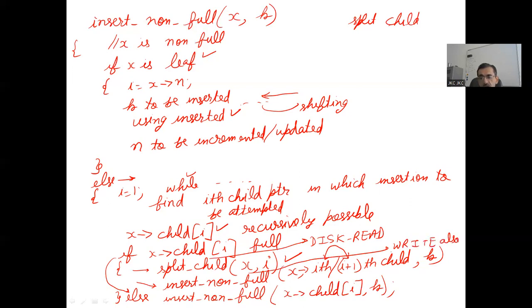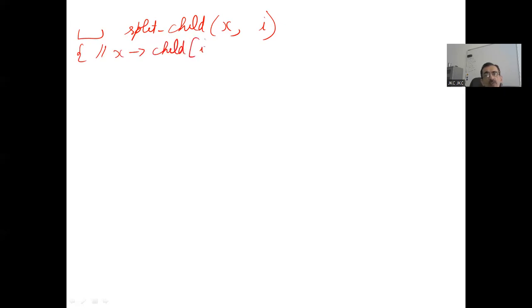That is, we must know. And in this case, obviously, read will be needed. So this is an extra time, but we should know this will be needed. Going to the last module, we are saying split child. So the split child function will be called by some routine X, saying that the ith child is to be split. Effectively, it means X arrow child I is to be split.